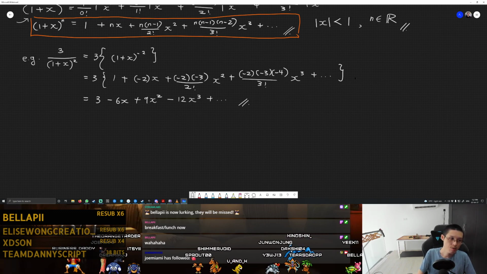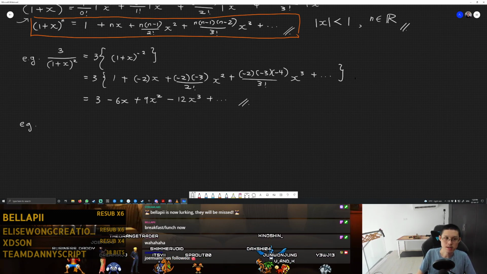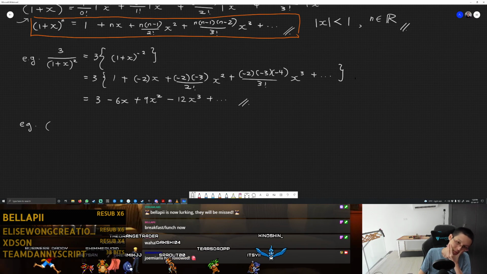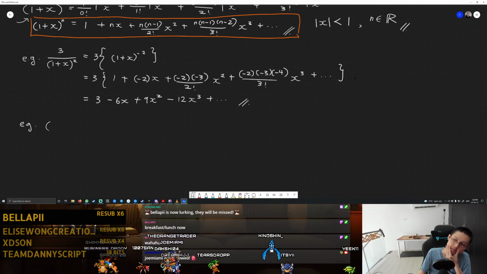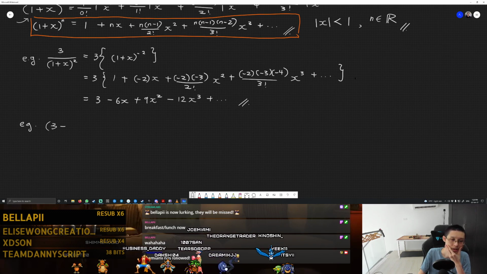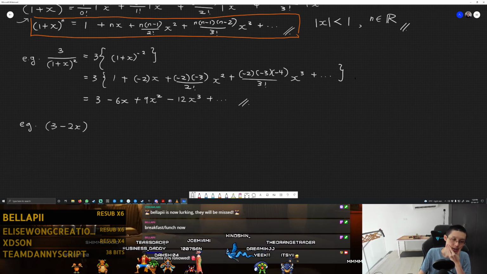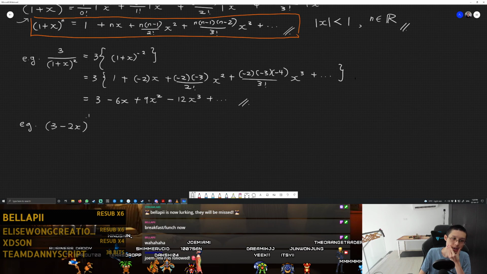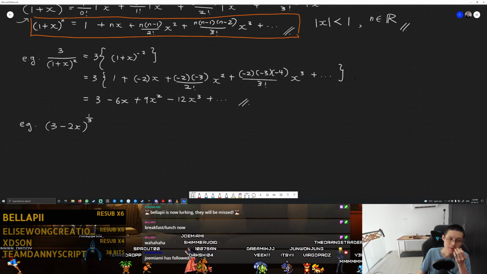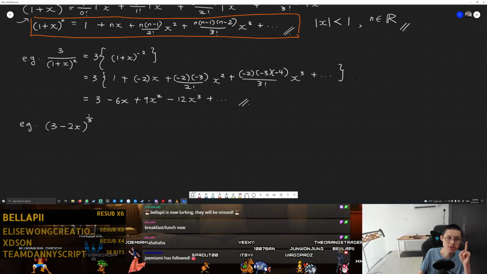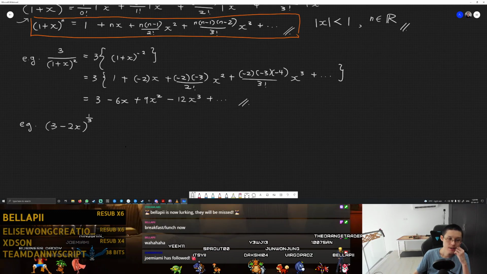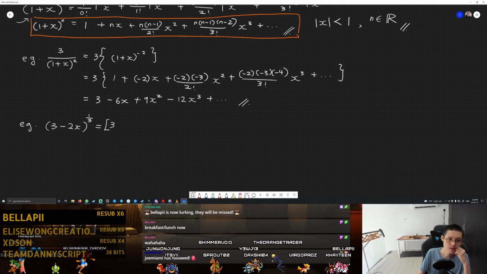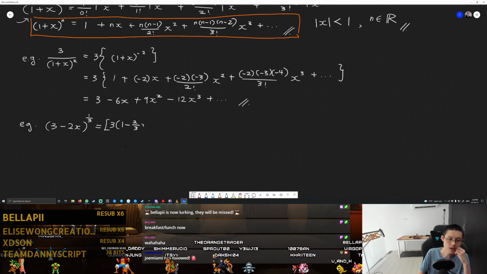Now, what if they give you an expression where the first term is not a 1? Let's say something like 3 minus 2x to the power of 1 over 3. Okay, the first thing you do is you want to make sure the first term here is a 1. Right, so how do you do that? Well, you could imagine factorizing out a 3. So this becomes 1 minus 2 over 3x.